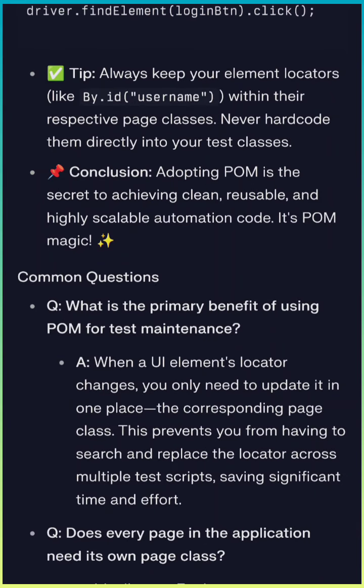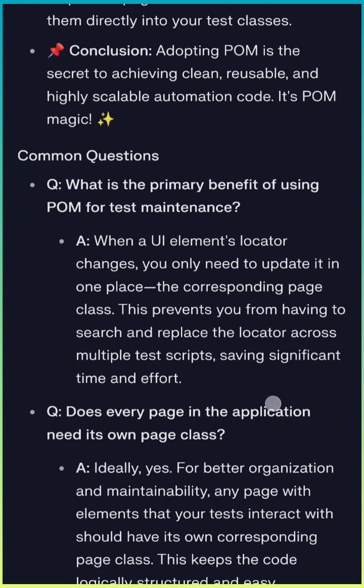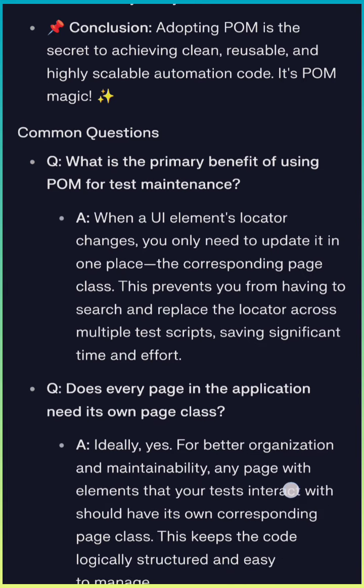When a UI element locator changes, you only need to update it in one place, the corresponding page class. That prevents you from having to search and replace the locator across multiple test scripts, saving significant time and effort. So does every page in the application need its own page class?